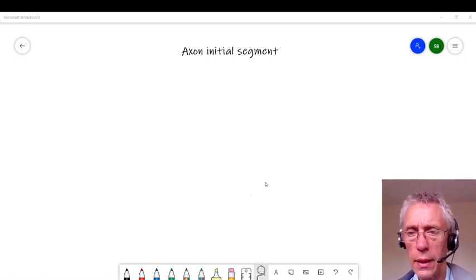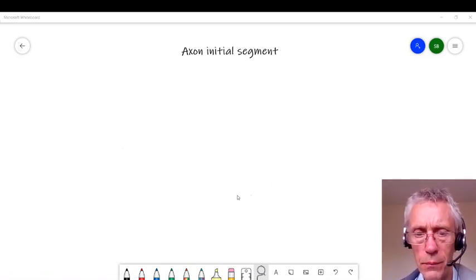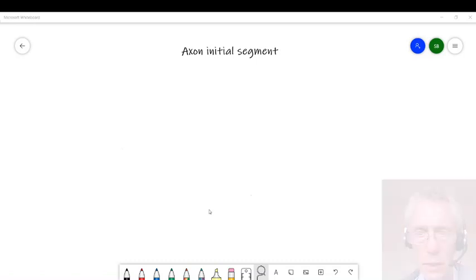What is the axon initial segment? Well, the axon initial segment is the point, the location on a neuron where you start getting action potentials.